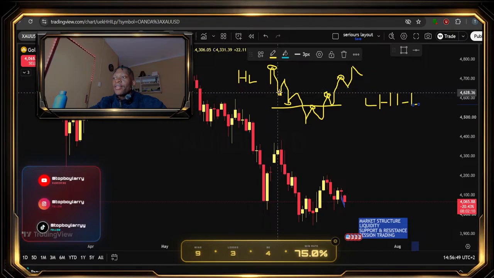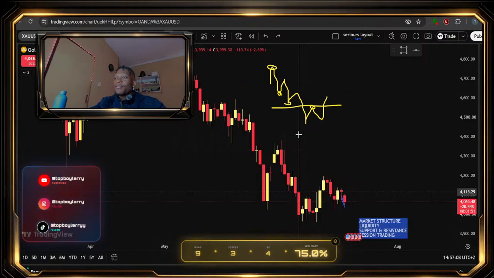This is a high, this is a low, this is a lower high, a lower low, a lower high, a lower low, so on and so forth. So that will be a bearish move. And once we change, we're going to create higher highs and higher lows, and that will be a bullish move. So this is basically what structure is. And yeah, I hope I have explained that better.